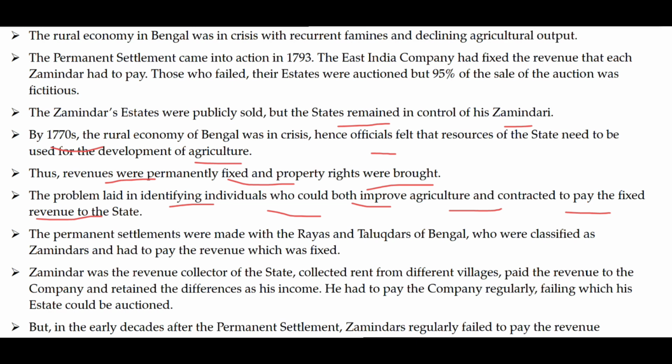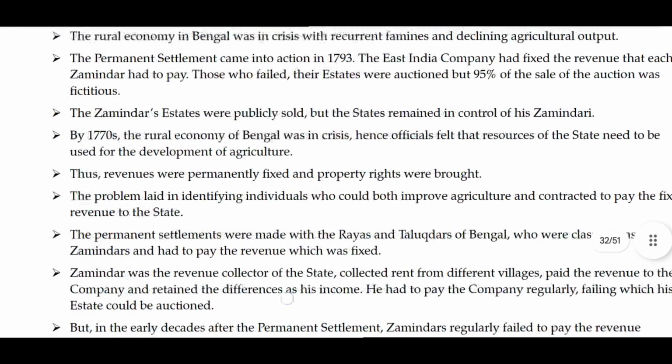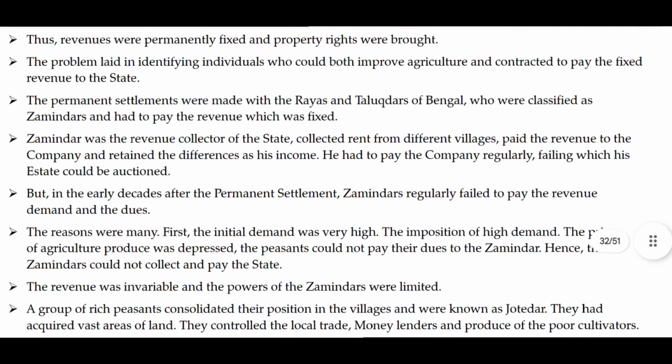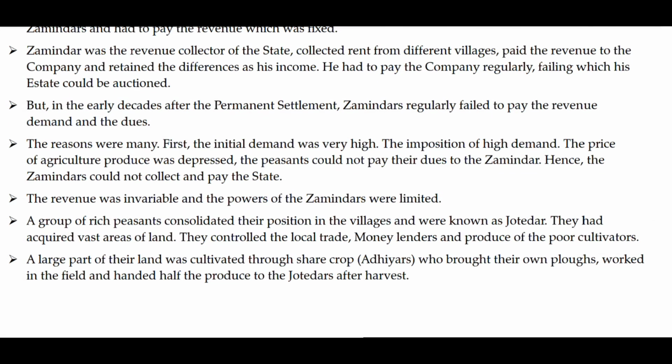The zamindar was the revenue collector of the state. He collected rent from different villages, paid the revenue to the Company, and retained the difference as his income. He had to pay the Company regularly, failing which his estate could be auctioned. But in the early decades after the Permanent Settlement, zamindars regularly failed to pay the revenue demand and the dues. The reasons were many. First, the initial demand was very high.